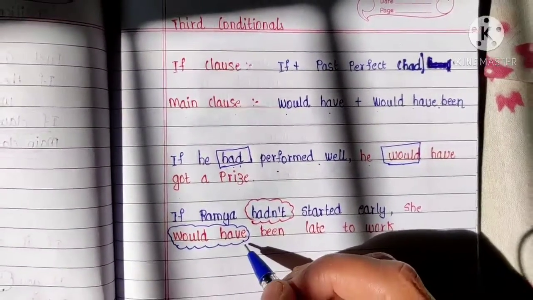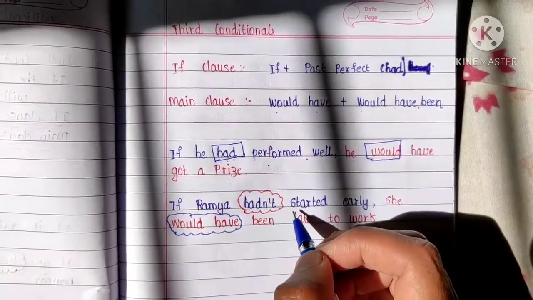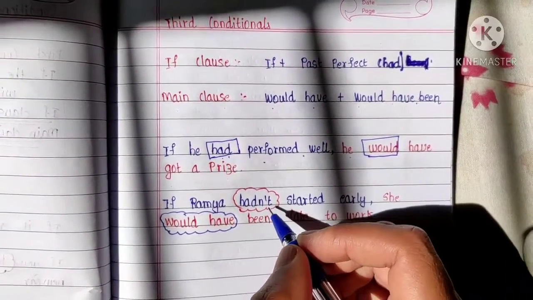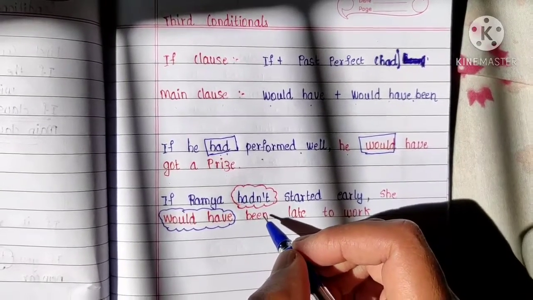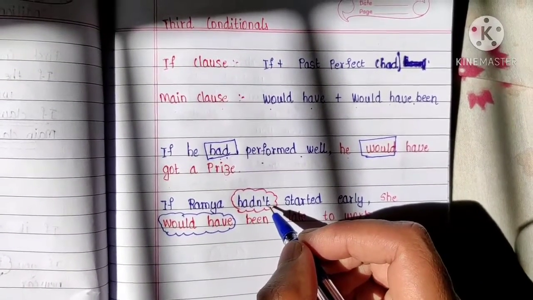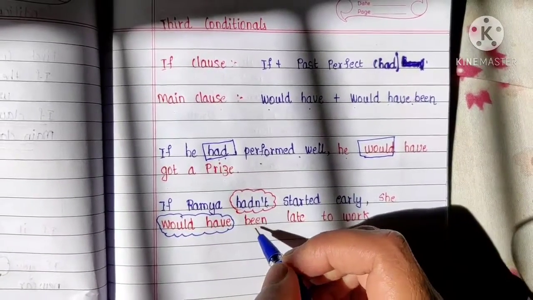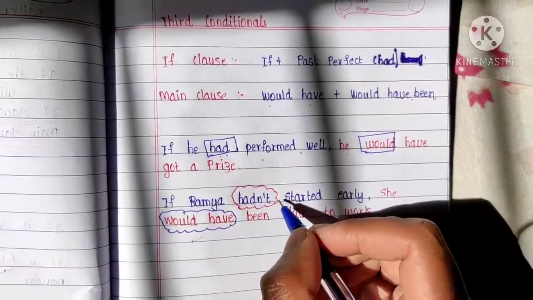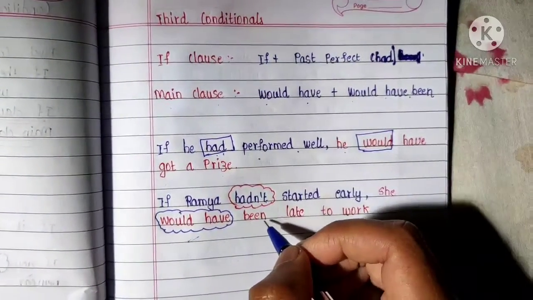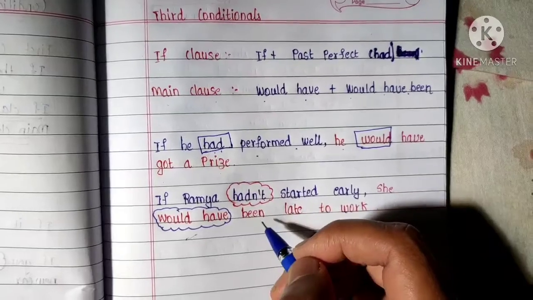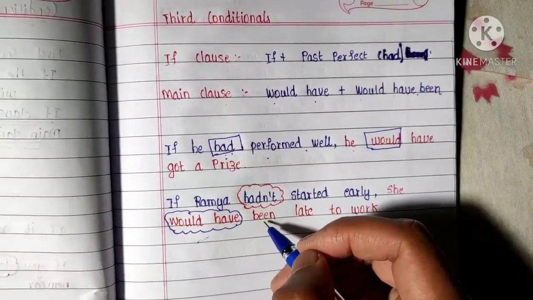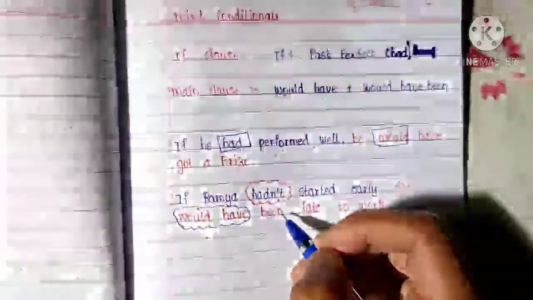Let us take another example. If Ramya hadn't started early, she would have been late to work. This sentence also shows that it is in a third conditional. You can easily identify why, because here had is there, in a negative form, hadn't started, whereas the main clause has would have. Here also the first sentence, the if clause, shows a condition followed by the result. If she had not started her work early, she would not have been late to work. Mainly here would have indicates that it is in a third conditional form.